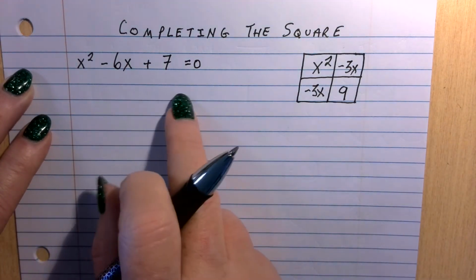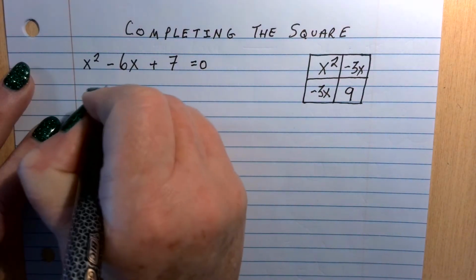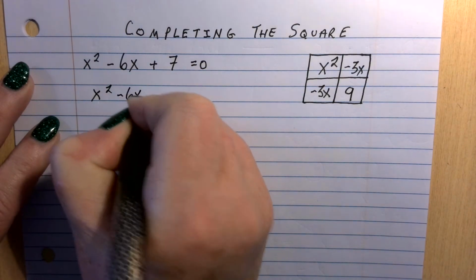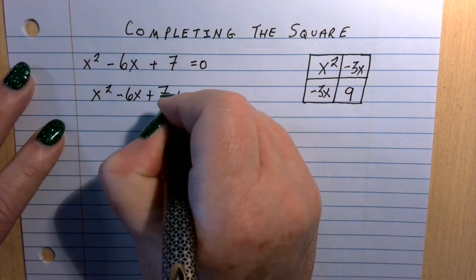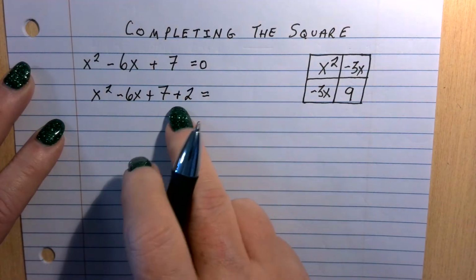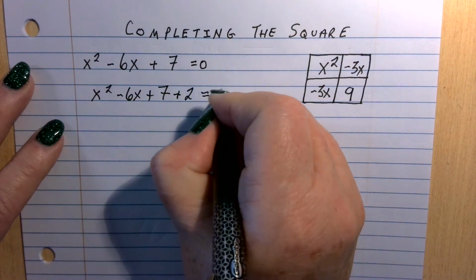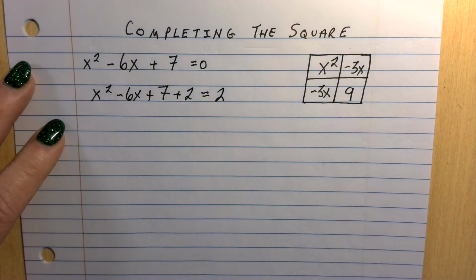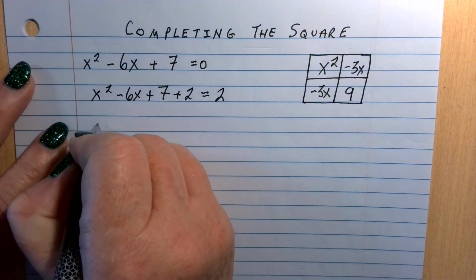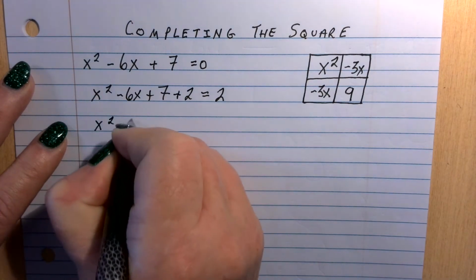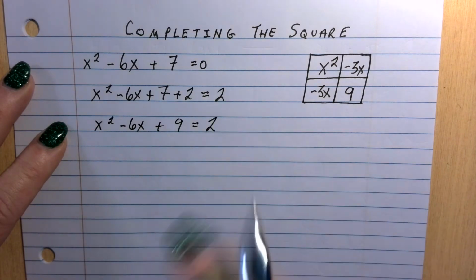So I'm going to have to add something to this equation, because the last term right now is a 7. So I have x squared minus 6x plus 7, but I need it to be a 9, so I'm going to add 2. But remember, whatever you do to one side of an equation, you always have to do to the other side. So I'm going to add 2 on the other side of the equation as well. Now I'm just going to combine these like terms and simplify. So I have x squared minus 6x plus 9 equals 2.